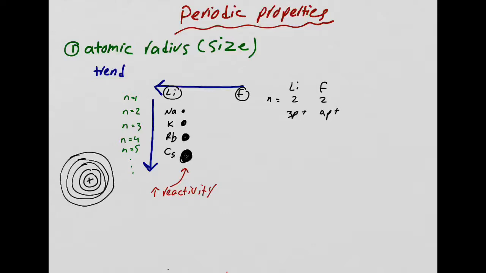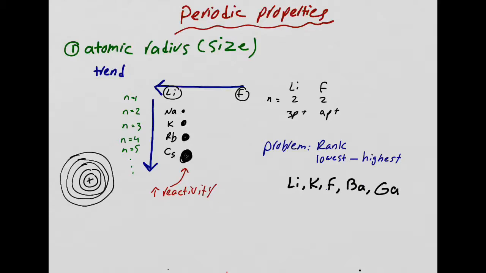Now, let's do a practice problem. You guys ready for the problem? I think you're ready for the problem. Here is our practice problem. What I want you to do is rank from lowest to the highest atomic radius. Here are the elements you're ranking: lithium, potassium, fluorine, barium, and Ga. Now, how would we rank this?